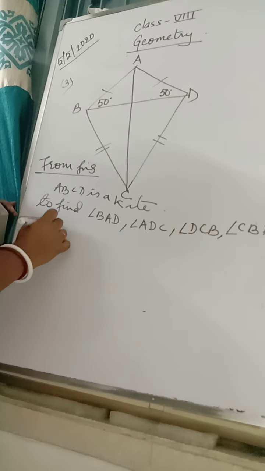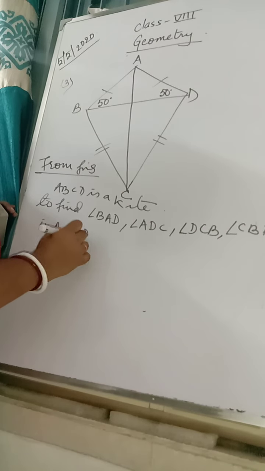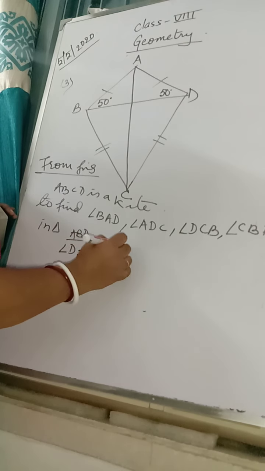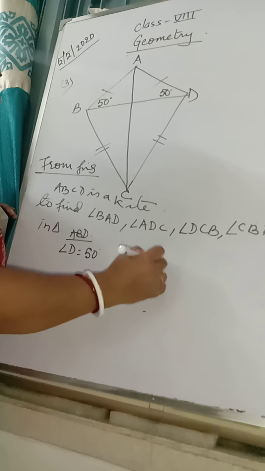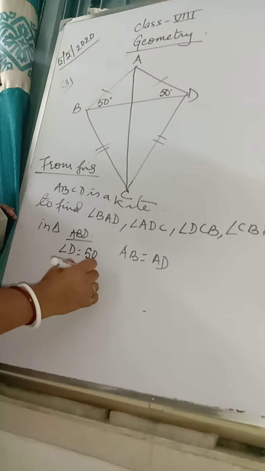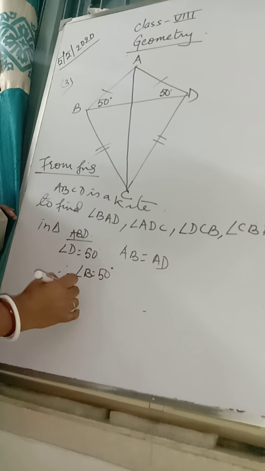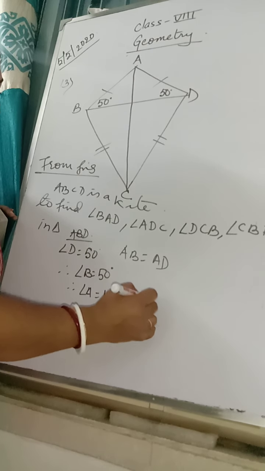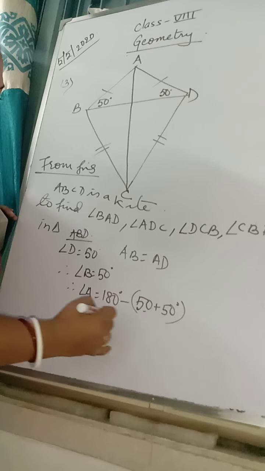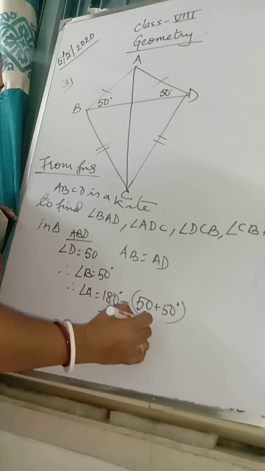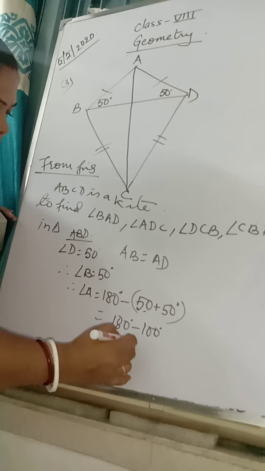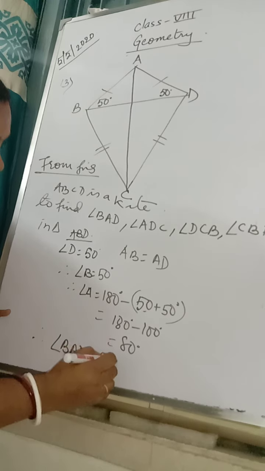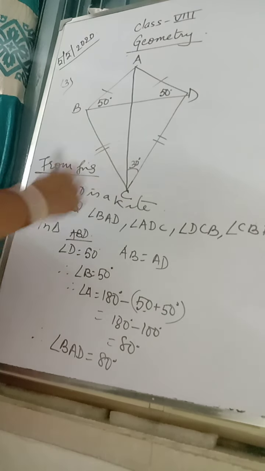Now in triangle ABD, angle D is 50 degrees, AB is equal to AD. So that's what angle B also would be 50 degrees, and angle A is 180 minus (50 plus 50) degrees, which gives you 180 minus 100 degrees, or 80 degrees. So we got angle BAD is equal to 80 degrees. Now this angle is given 30 degrees, is it?